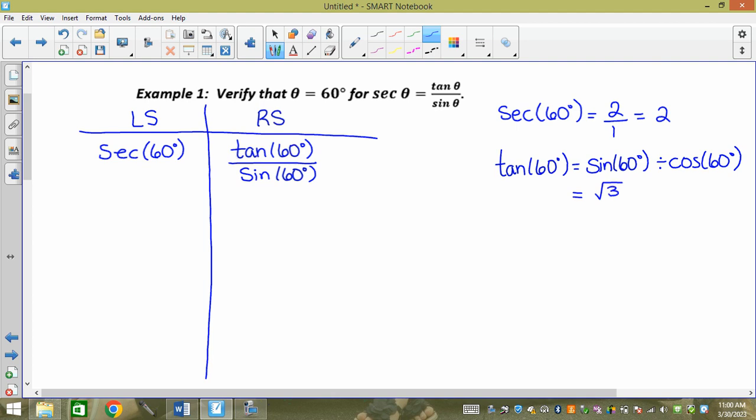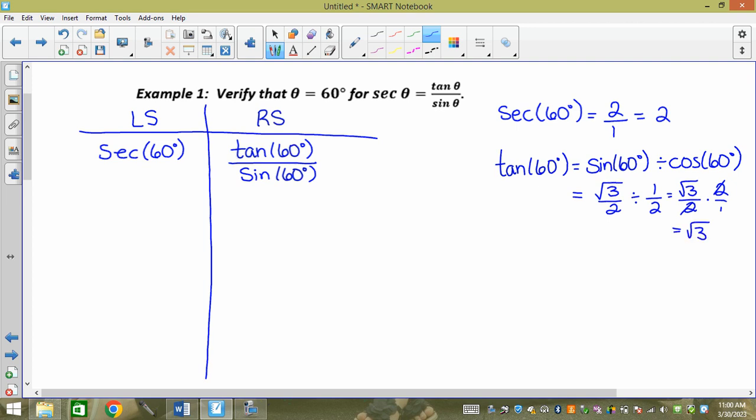Root 3 over 2. What's cos at 60? 1 over 2. So I get root 3 over 2 times 2 over 1. And I get root 3. Cool. I have two things done.